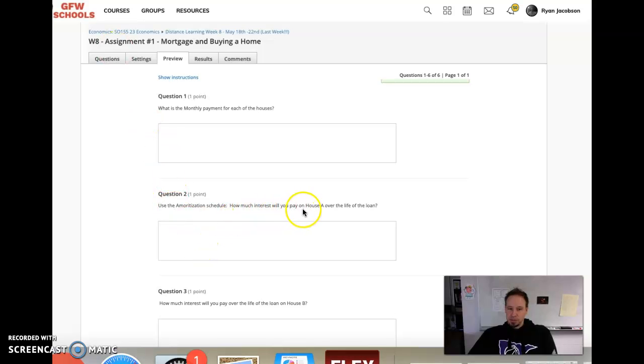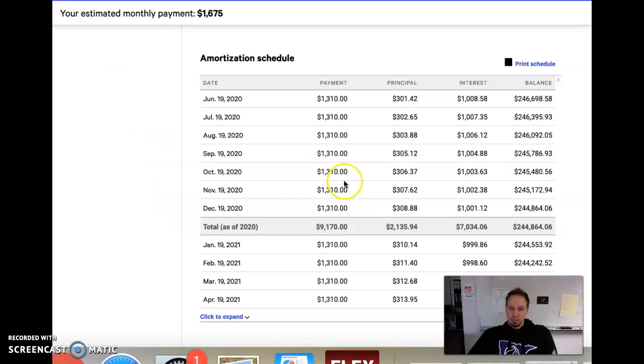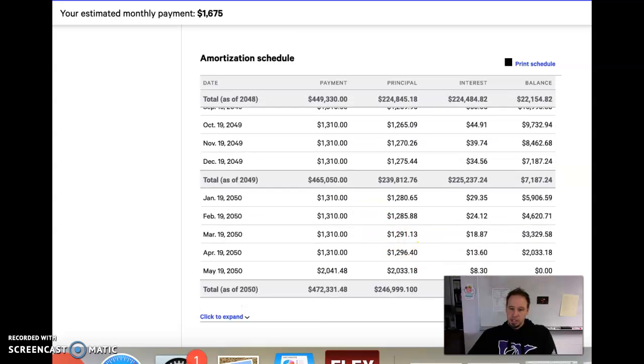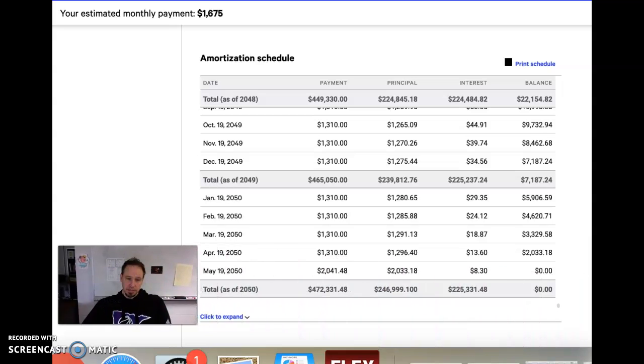So it says, how much interest will you pay on house A over the life of the loan? Well, you can just go all the way down to the bottom. So at the end, here's my interest, just on this house, just in interest, I'm paying $225,000, almost as much as the house cost. So that's what the bank is getting paid for loaning me the $245,000 that I borrowed. I'm paying $225,000 just to borrow.